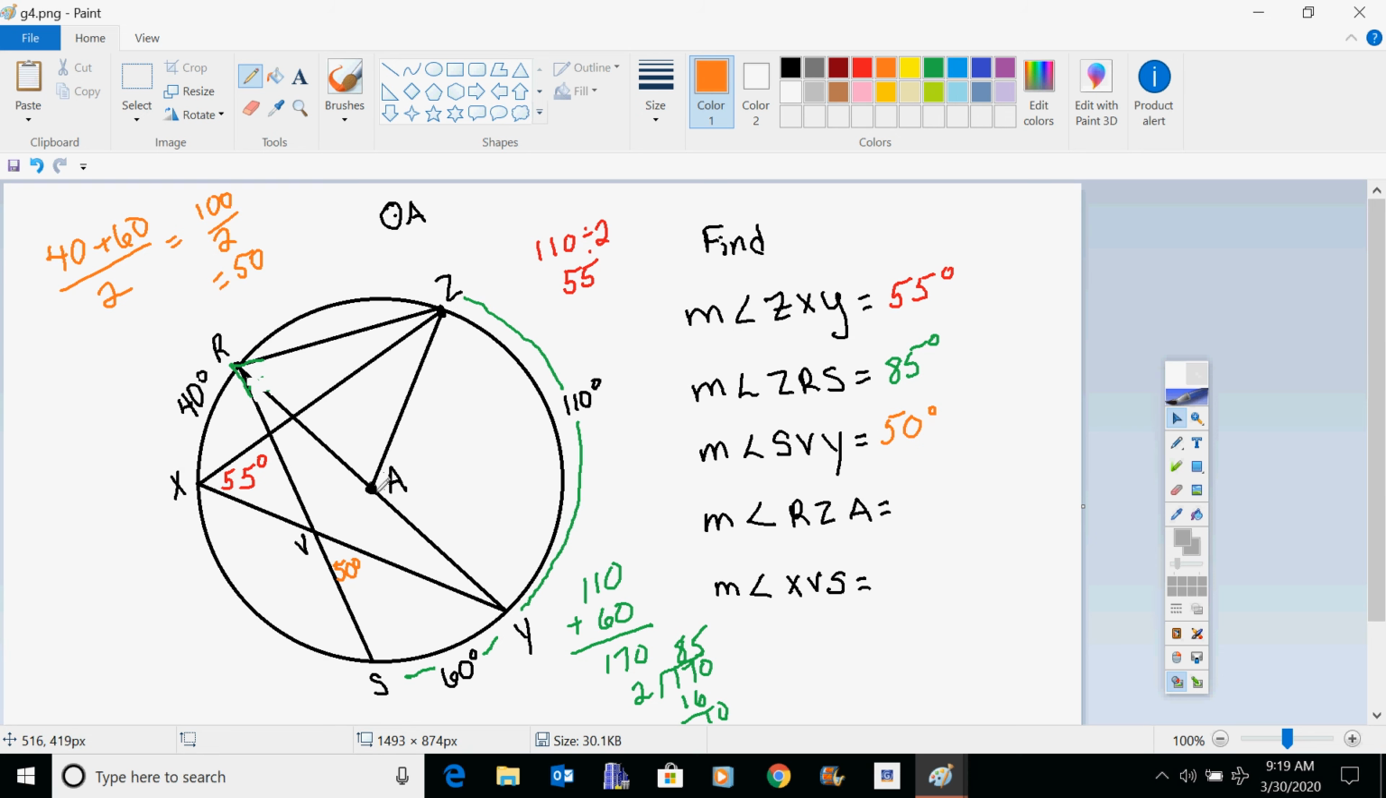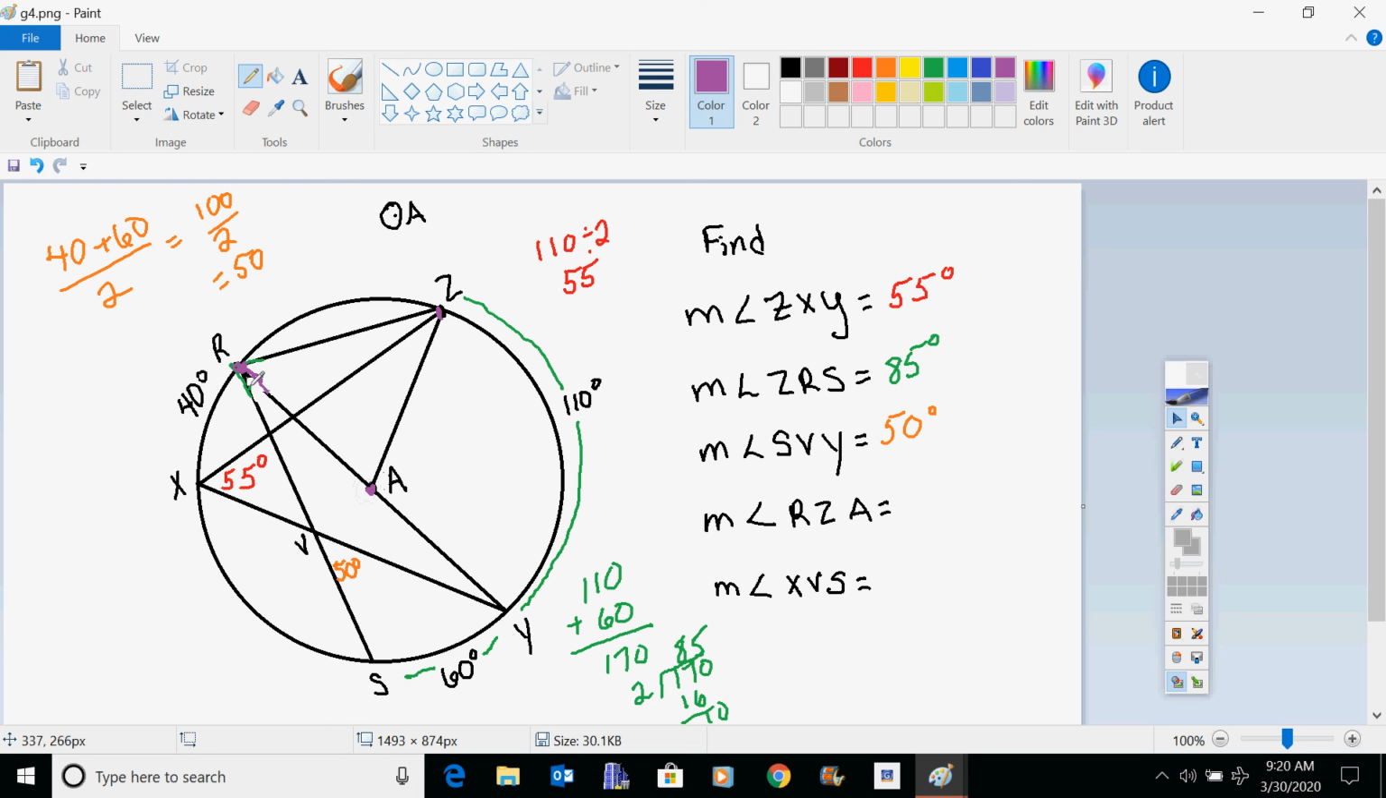Then RZA. Now this one's kind of the trickiest one because you have to think through quite a number of elements for this, but let's think about what makes sense here. RZA, this doesn't extend far enough, so you can't do intercepted arc. However, we do have a triangle that has endpoints of R and Z and A. And it's pretty easy to find some of these other angles.